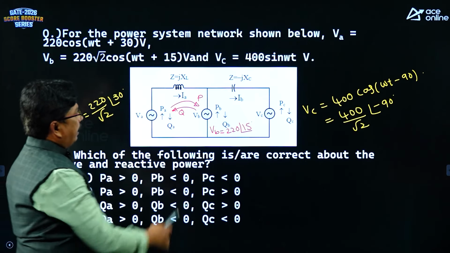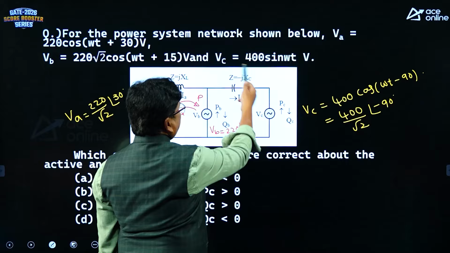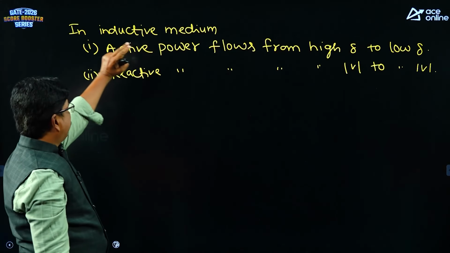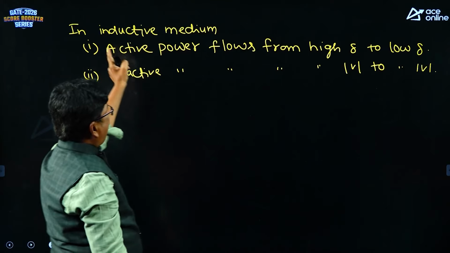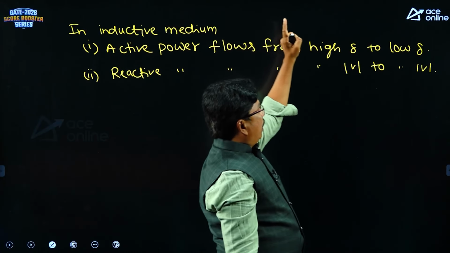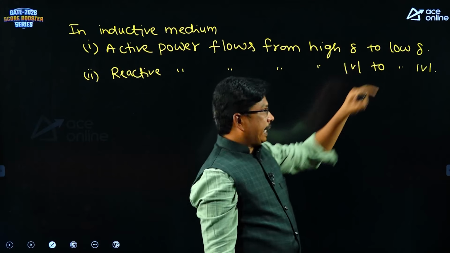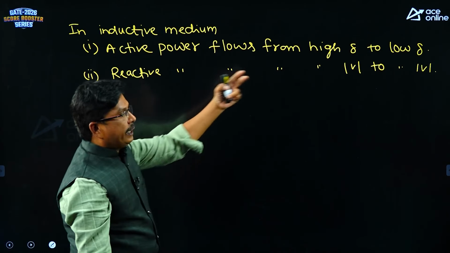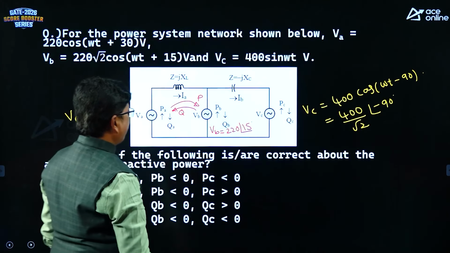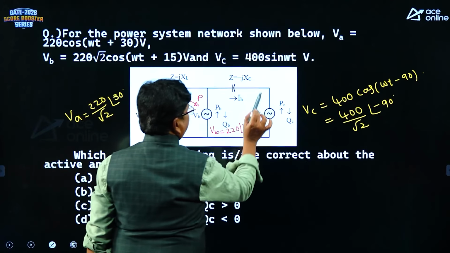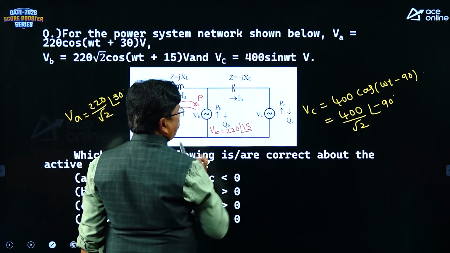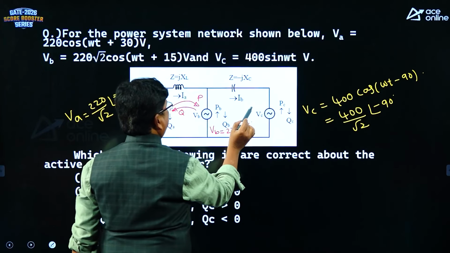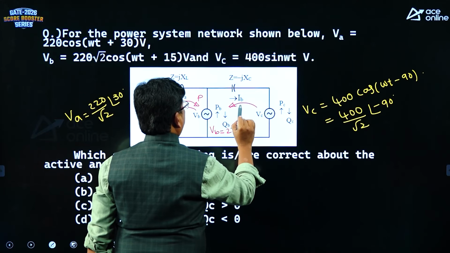Okay. On the other side, in case of capacitive medium, exactly opposite. I am not writing that one. In case of capacitive medium, active power flows from low delta to high delta, right? And reactive power flows from low voltage magnitude to high voltage magnitude. So just check it here. Here it is minus 90, here it is 15. This is the direction of the active power.